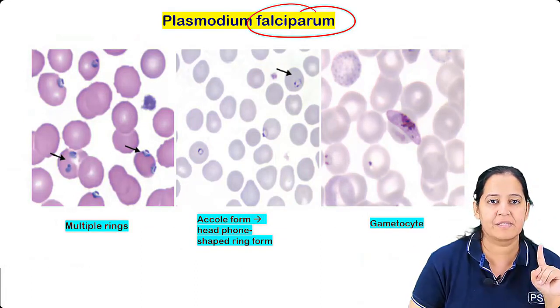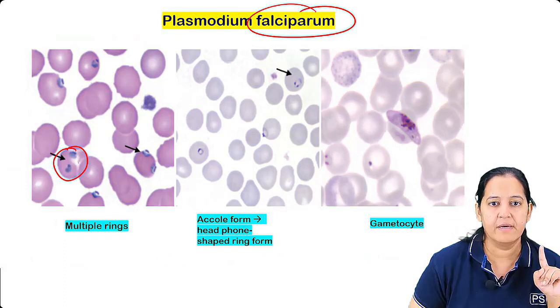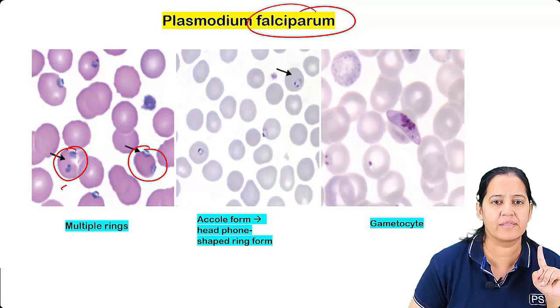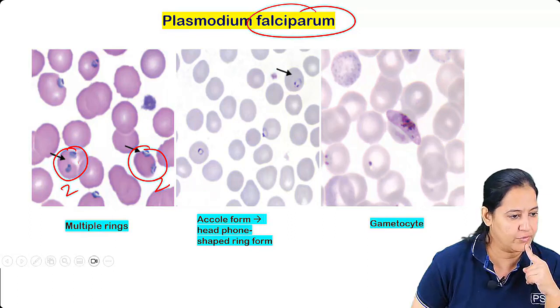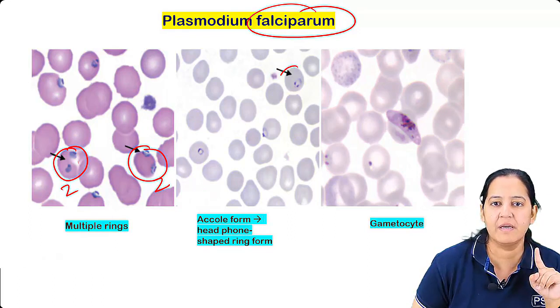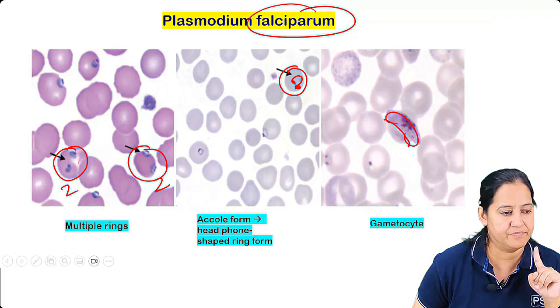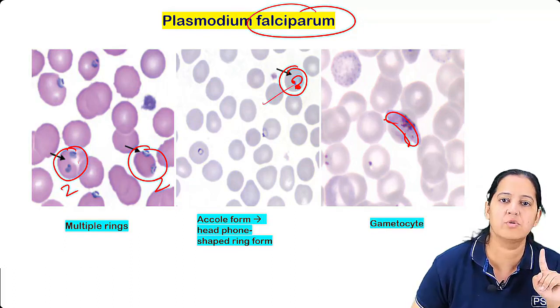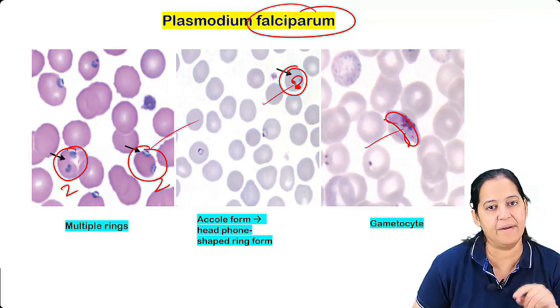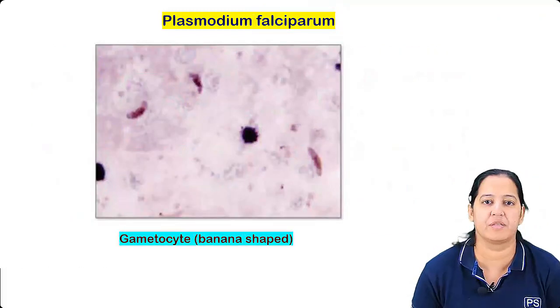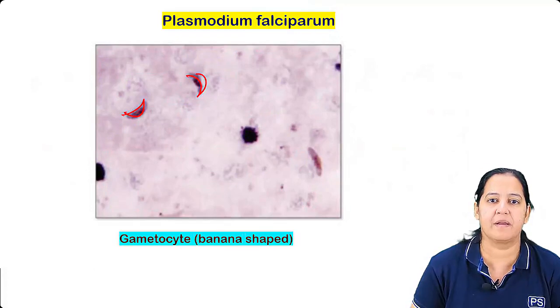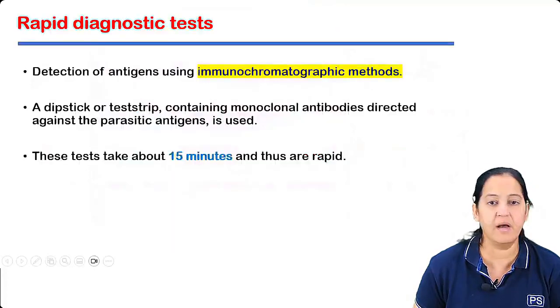Can you see the images? See this RBC, how many rings? I can see 2 rings here. 2 rings are there. See this RBC, appreciate the cold form. See this RBC, here is a gamete. The banana-shaped gamete. So based on this, you can get multiple questions. You can get the gamete, the banana. So many questions come on falciparum. Here you can see the gametes, the bananas. Appreciate the banana-shaped gametes. So that is the thing.